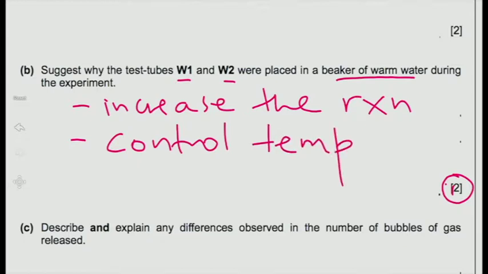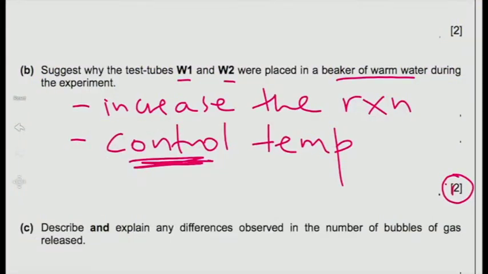It will be improper to have W1 in a cold water condition and W2 in warm water. They must be the same temperature, almost the same temperature. That is a control. The control is saying the conditions must be the same. So that's a control temperature. If you've said it serves as a control, that's correct. If you have increased the reaction, that is correct.